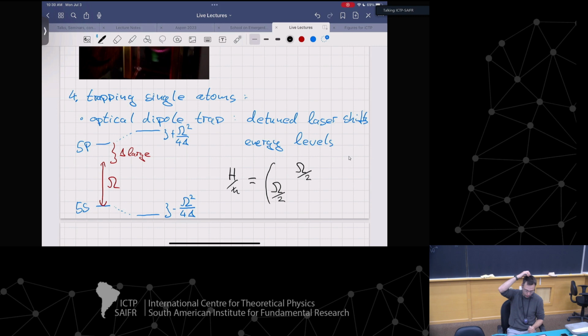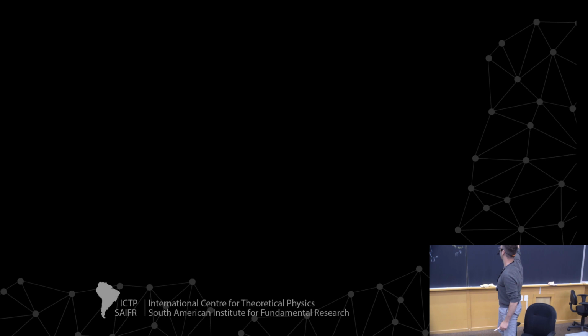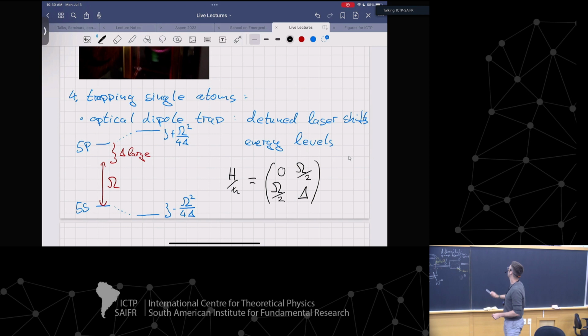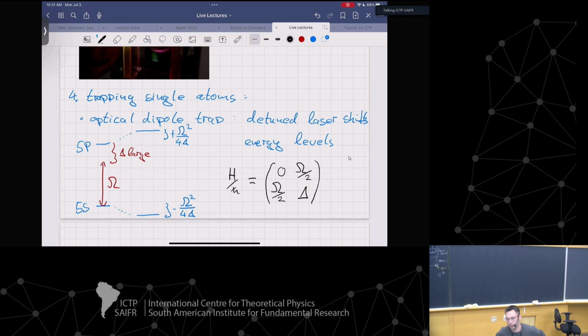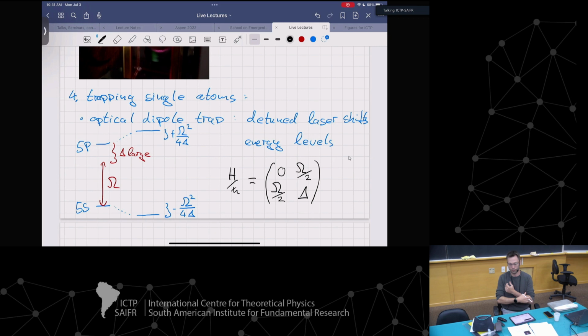But now thinking about the diagonal terms, this is where you get the detuning. So this is where the delta is. If you were just on resonance, this would be 0, and you drive Rabi oscillations between the ground and the excited state. Now we actually want to be in a situation where this is very far off resonance. So delta is really large. Then you will get new eigenstates of the system, and the energy of those eigenstates, that's what we are interested in.